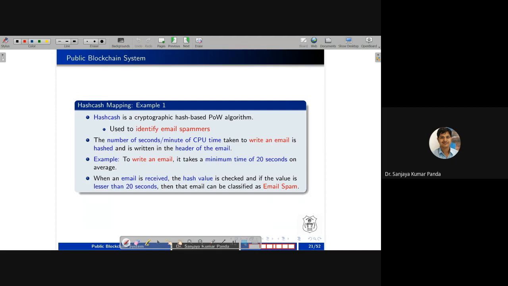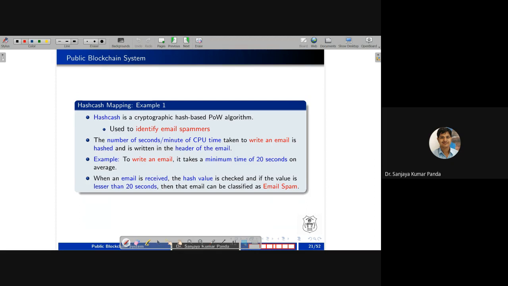So assume that the number of seconds or minutes required to write an email is there in the email header. An email also has a header as well as the body part. So the average time required to write a particular email is encrypted and stored in the header. Let it be, on average, a minimum of 20 seconds.